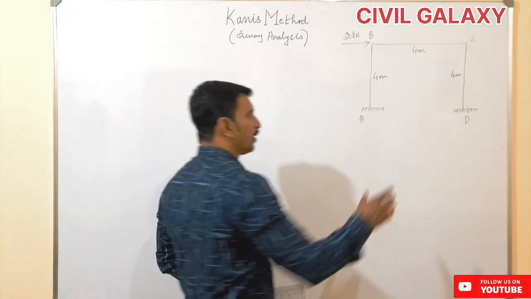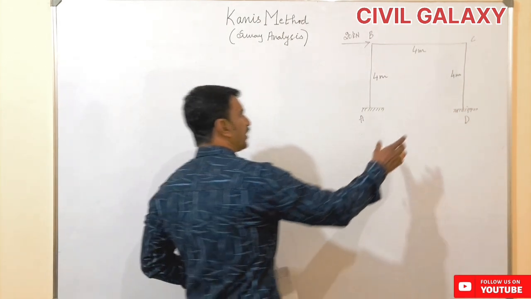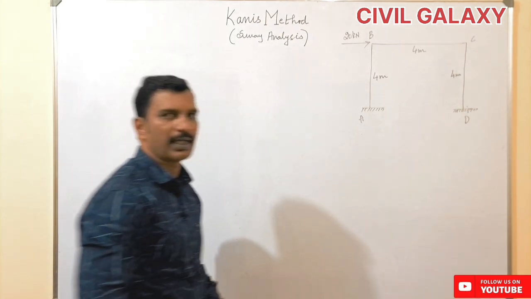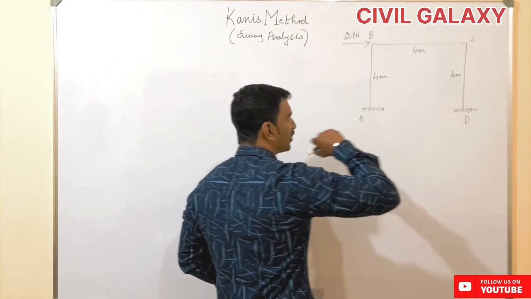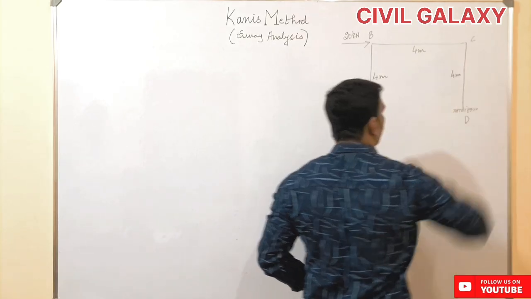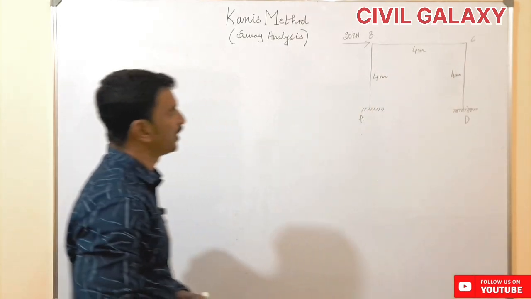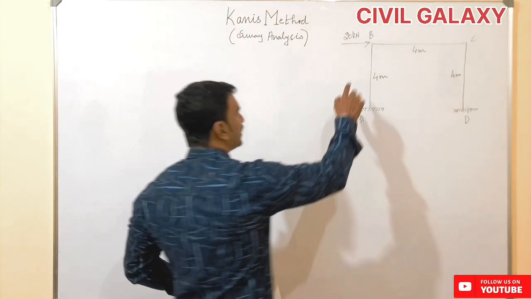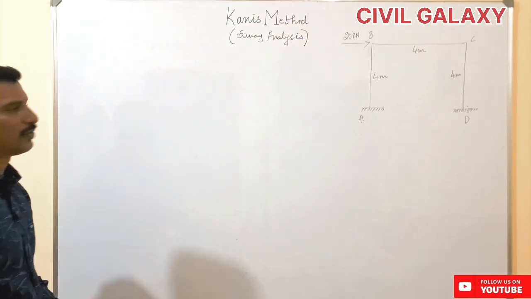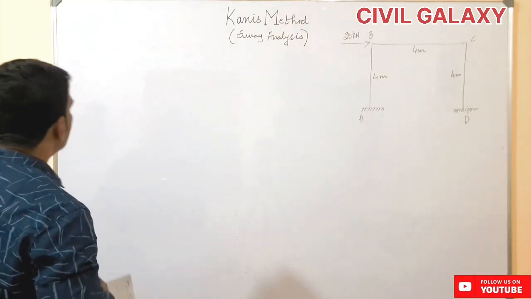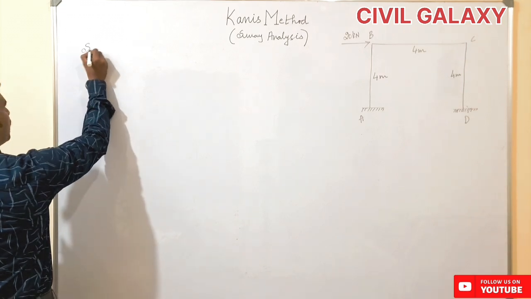Here I have considered a frame, and we shall see how to analyze this particular frame when it is subjected to the lateral loading with the help of Kani's method. If you observe over here, the height of column AB is 4 meters, the height of column CD is 4 meters, and the length of beam BC is given as 4 meters, and at point B it is having a lateral load of 20 kilonewton. From previous classes we have learned that the first step in Kani's method will be to find out the fixed end moment.